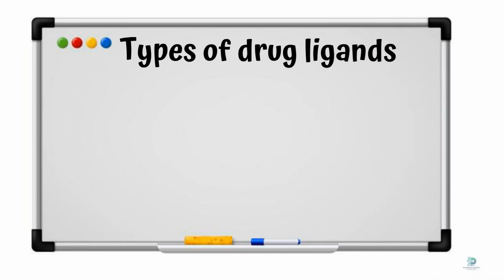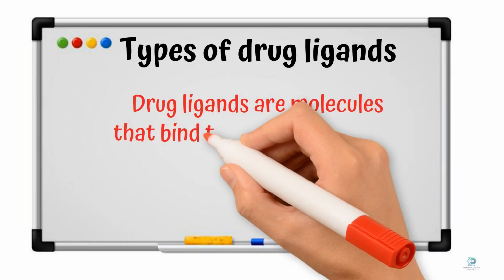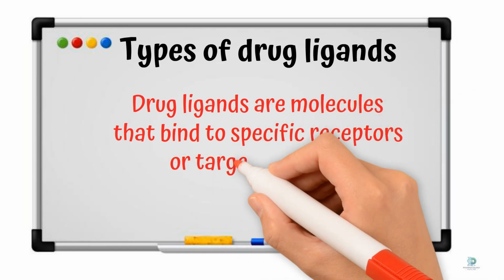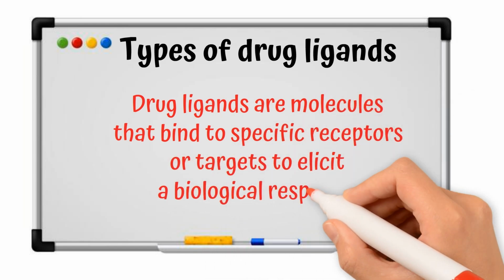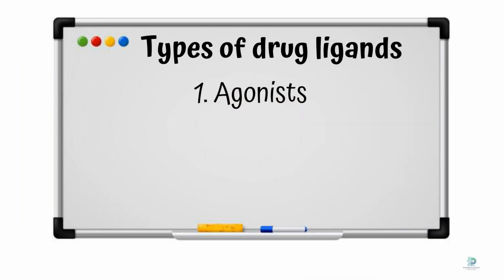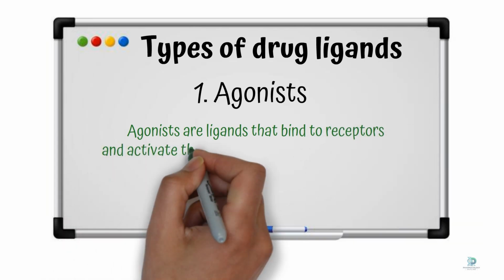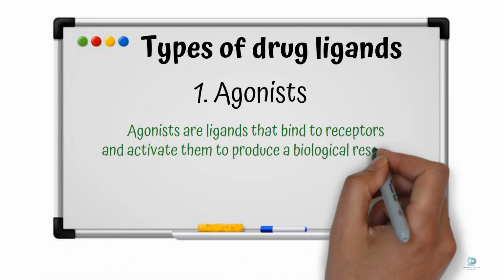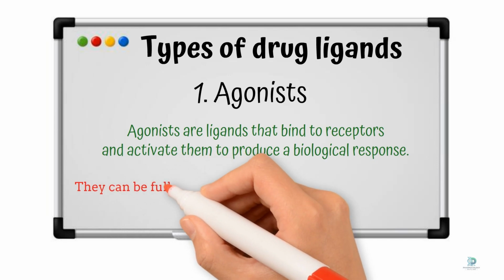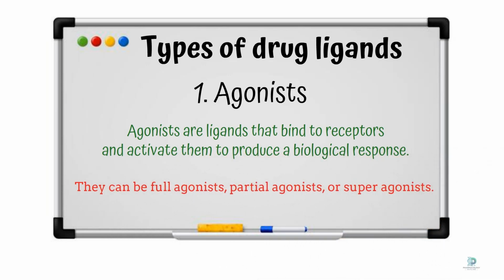In this video, we will explore different types of drug ligands. Drug ligands are molecules that bind to specific receptors or targets to elicit a biological response. 1. Agonists. Agonists are ligands that bind to receptors and activate them to produce a biological response. They can be full agonists, partial agonists, or superagonists.